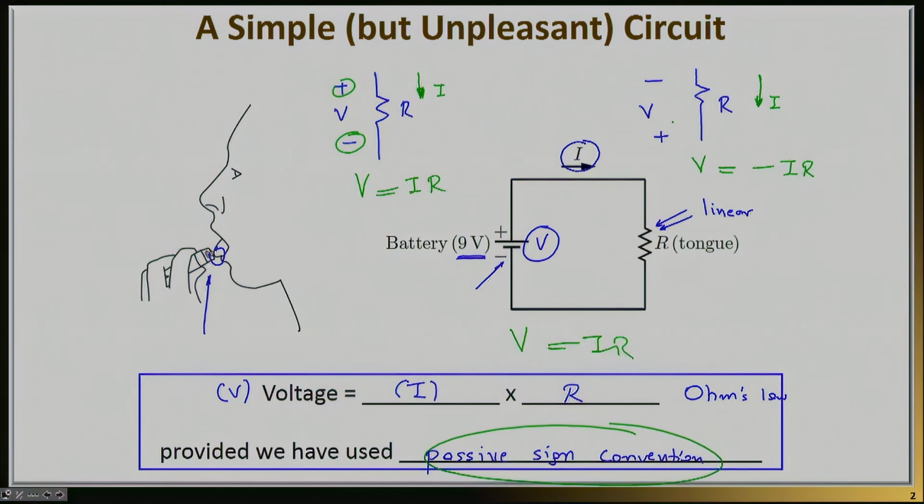So I would really like to invite you to learn Ohm's law correctly from the very beginning, so you don't end up later on in your life getting confused and doubting whether you learned something correctly or not. So once again, V is equal to IR, provided you have the passive sign convention in your circuit.